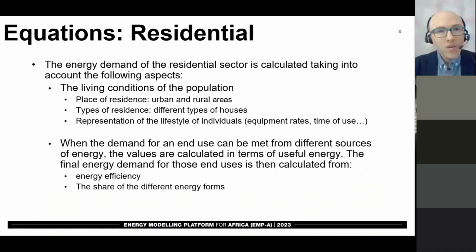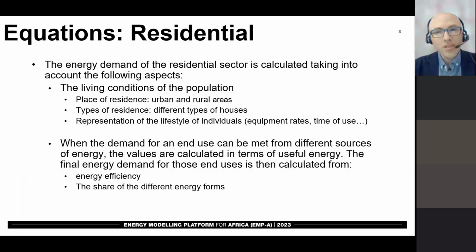The energy demand of the residential sector is calculated taking into account the following aspects: the living conditions of the population, place of residence, urban and rural areas, types of residence, different types of houses or dwellings, representation of the lifestyle of individuals, equipment rates, time of use, thermal comfort, for example.